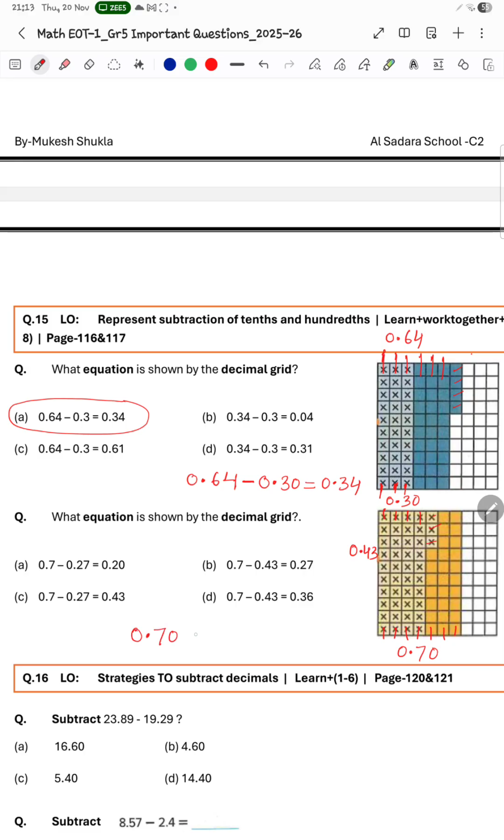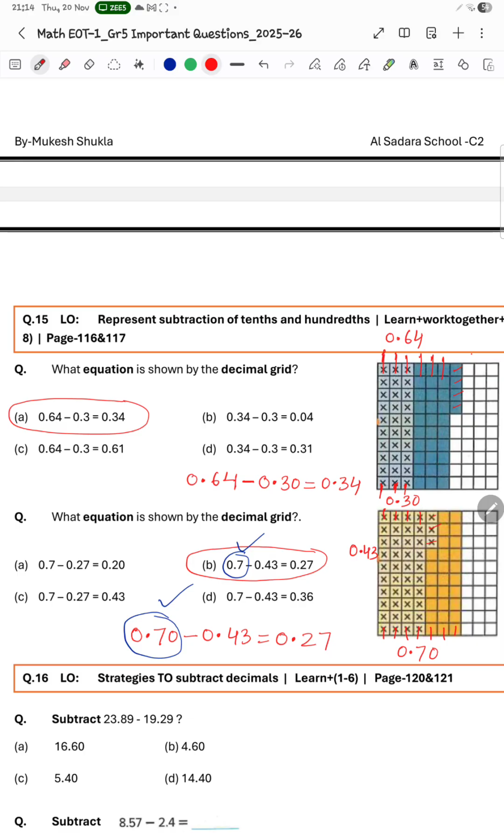So my correct answer will be, just subtract because it is X. So 0.70 minus 0.43 will give you 0.27. So option number B is the correct one. Okay. So here 0.7 is the same as 0.70. So don't get confused. 0.7 and 0.70 are both the same. Okay. So like this you can get your answer.